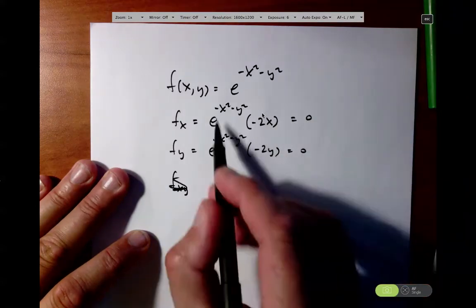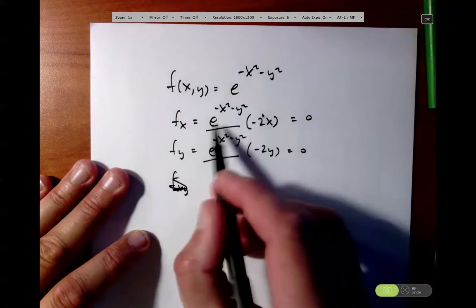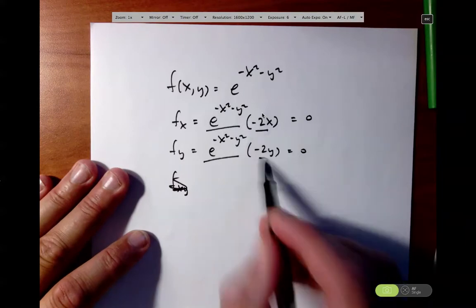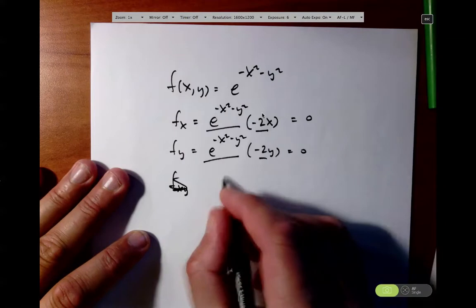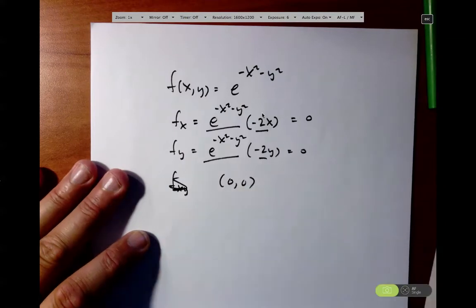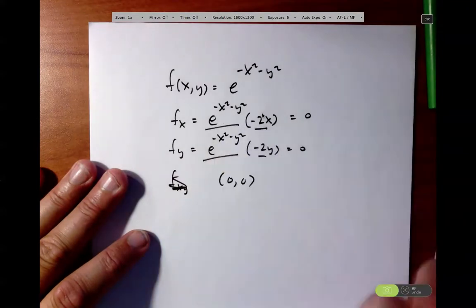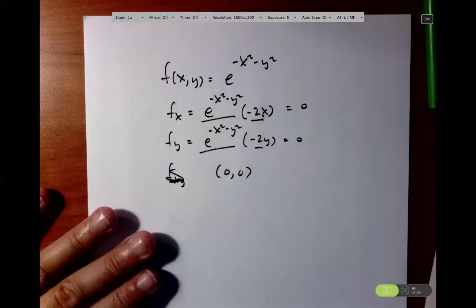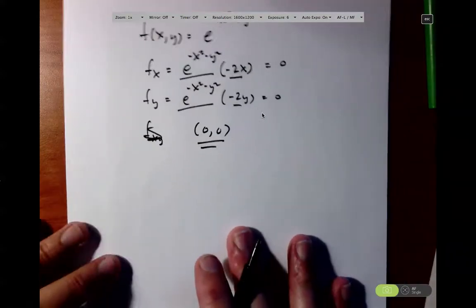And I think we're going to find that this is going to be, I'm sorry, always positive. And then it's going to be dependent upon what happens here. So I think we can agree that there's going to be a critical point at (0, 0). No matter what you put in here for x and y, e raised to a power is going to be positive, so this is going to determine where the critical point is. All right, so with a critical point at (0, 0), now we want to decide is it a max, a min, or a saddle point.